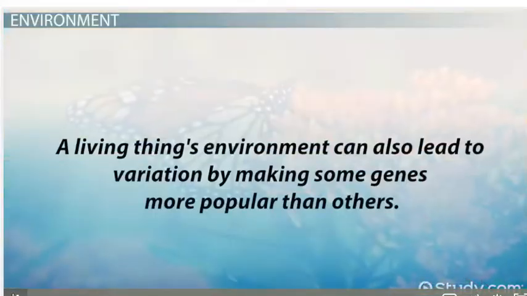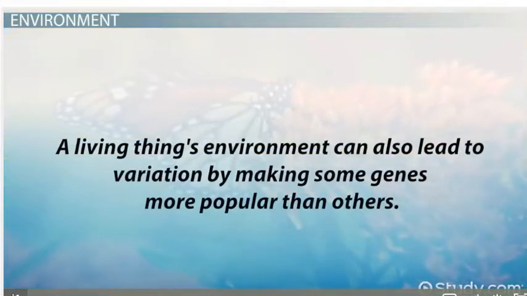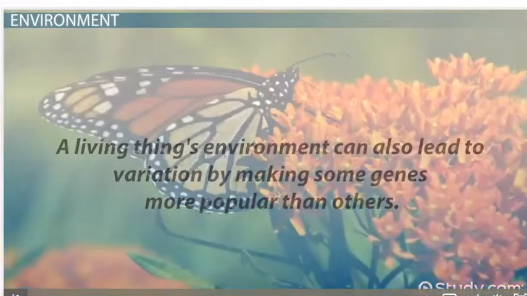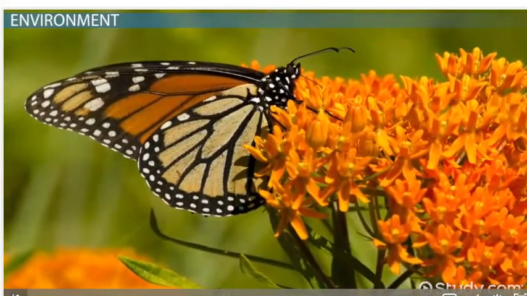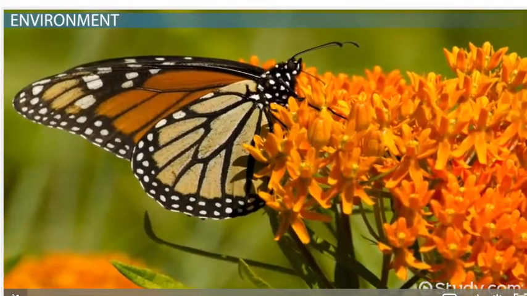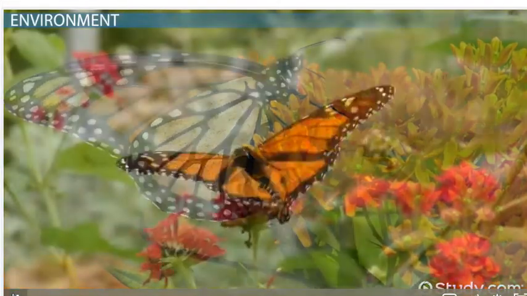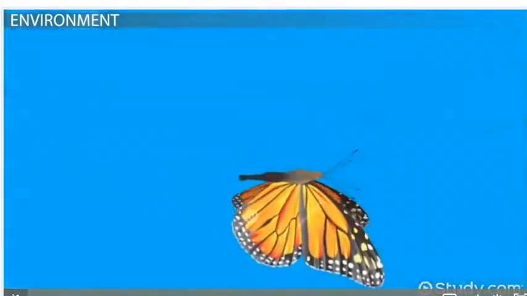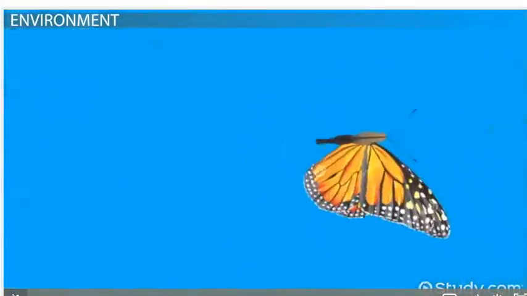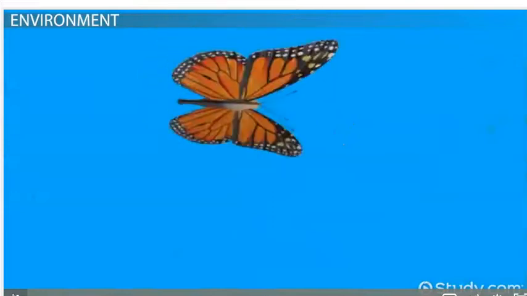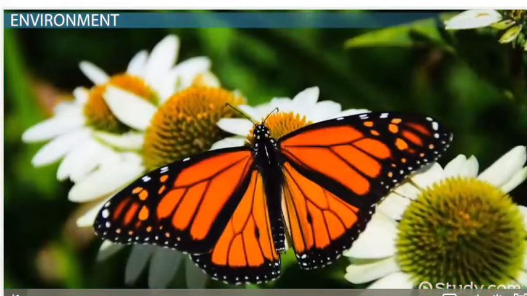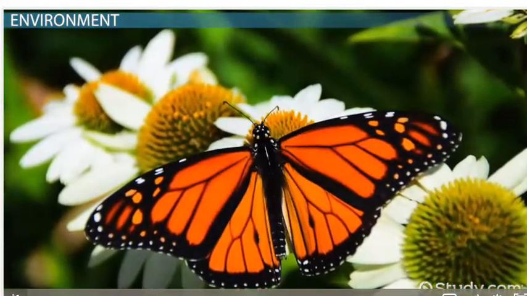A living thing's environment can also lead to variation by making some genes more popular than others. Imagine a population of beautiful orange butterflies that live in a field full of orange flowers. Some of the butterflies are bright orange, and others are light orange. The parent butterflies pass on their genes for bright or light orange wings to their children. What would happen if some of these butterflies moved to a field with white flowers?